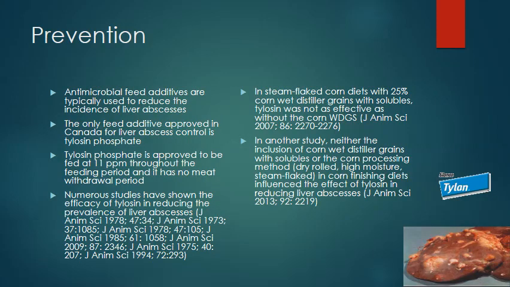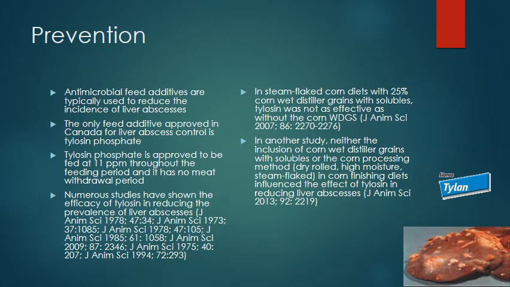So how do we prevent liver abscesses? Typically, feedlot producers will put tylosin in the feed to control liver abscesses. This is the only antimicrobial approved in Canada for the control of liver abscesses. This additive is fed at 11 parts per million throughout the feeding period, and it has no meat withdrawal. There are numerous research studies that I've referenced here that show that tylosin in the feed will significantly reduce the incidence of liver abscesses in feedlot cattle.